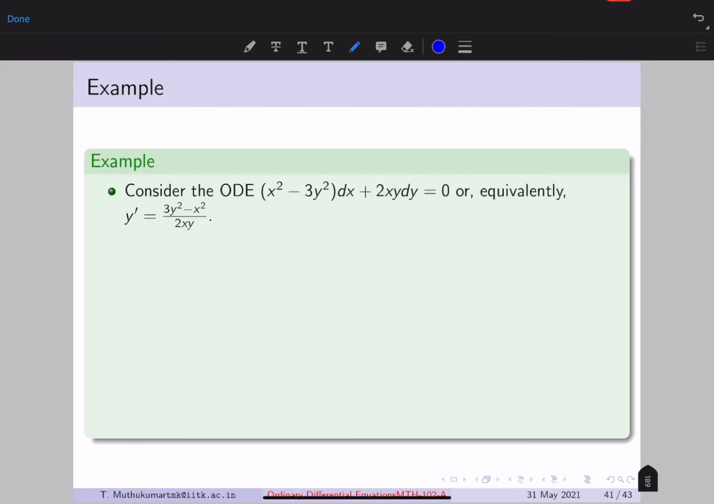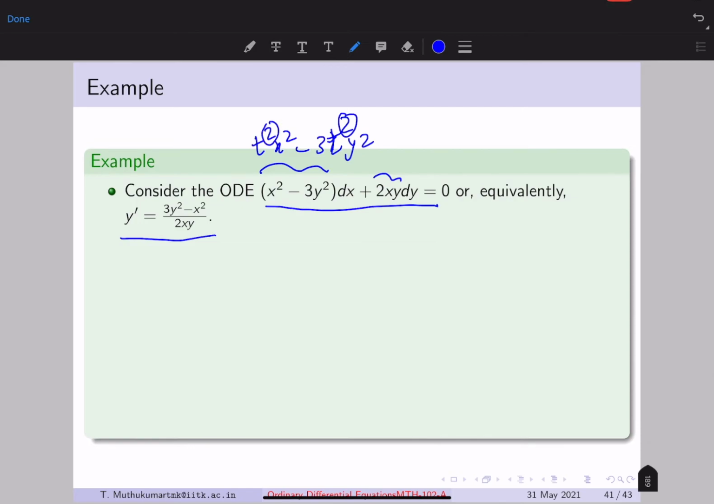So consider this ODE. This is in the differential form, and it is linear in the highest order. Is this homogeneous? Let's verify. What you have to check is that this term and this term should be homogeneous of the same degree. In the first term you have t square x square minus 3t square y square, so it is homogeneous of degree 2.